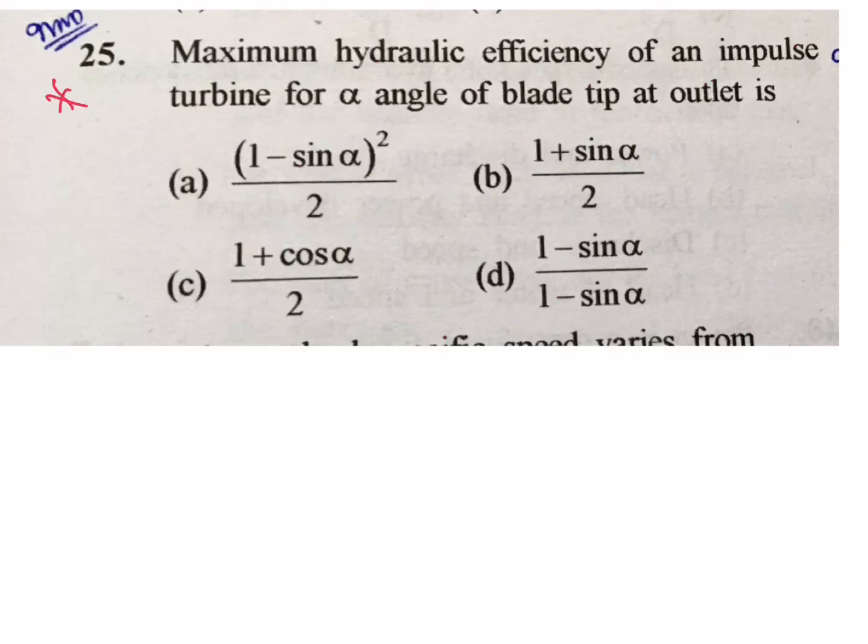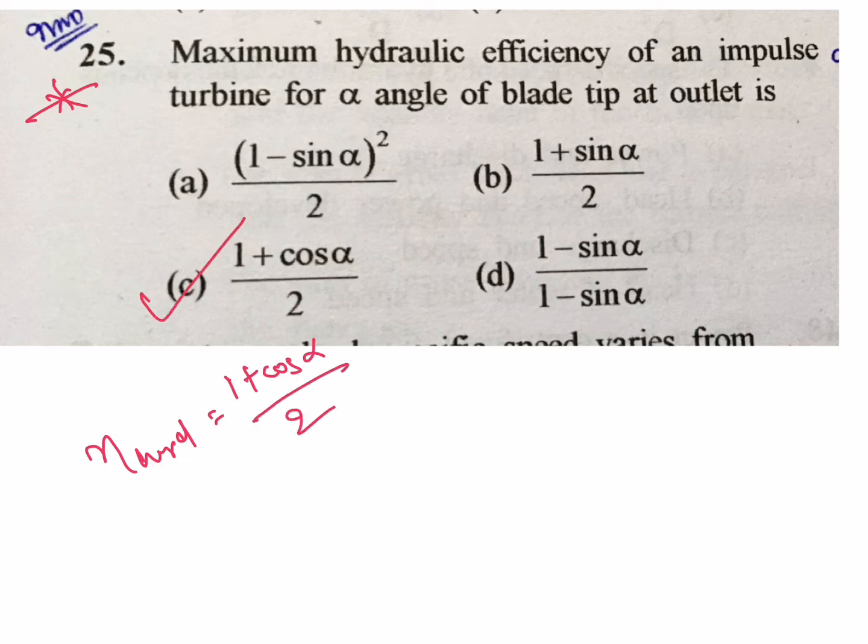This one is a star rated question. Maximum hydraulic efficiency of an impulse turbine for alpha angle of blade tip at outlet is how much? Hydraulic efficiency is (1 plus cos alpha) by 2. C is your correct answer.